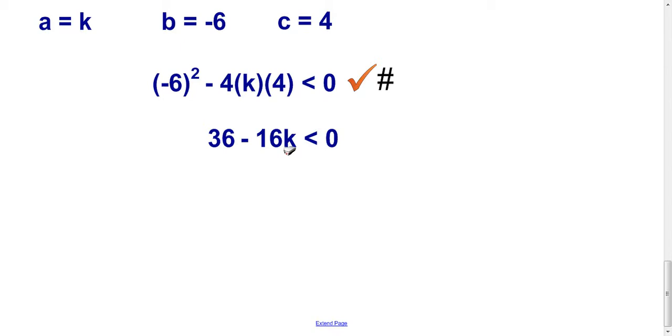So there's a number of ways to do this. The way I'm going to do it is I'm going to take away 36 from both sides. I'm then going to divide both sides by 4, so that's going to be negative 9.